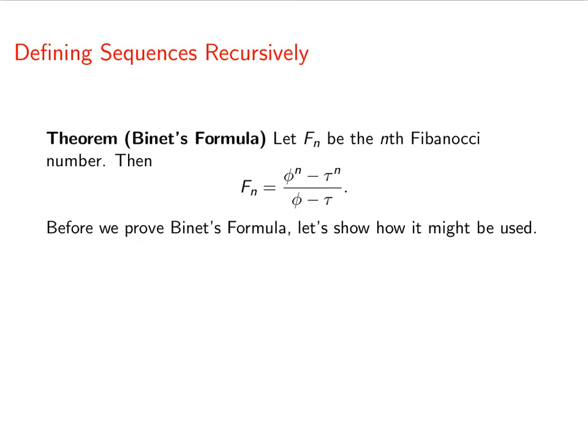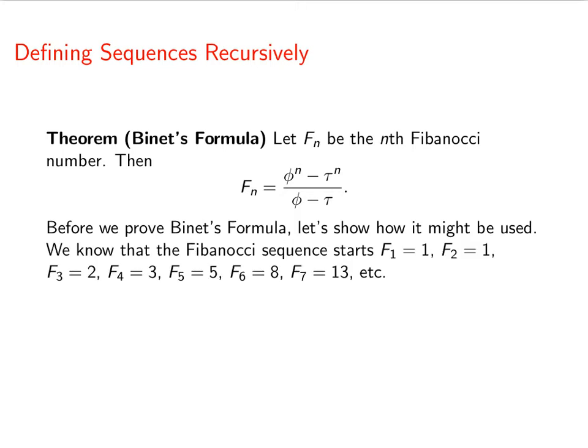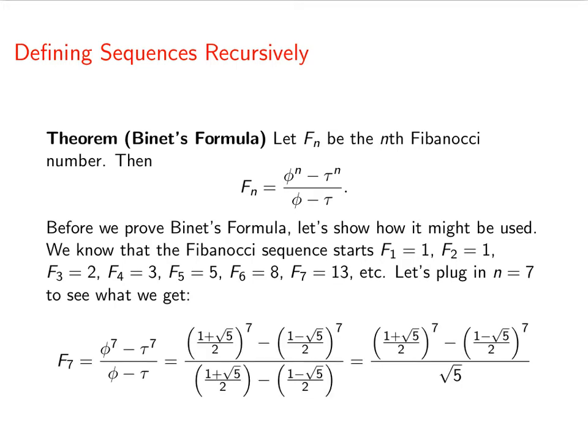Now before we go and prove Binet's formula, let me just show you how you could use it. All right, we know the Fibonacci number sequence starts f sub 1 equals 1, f sub 2 equals 1, f sub 3 equals 2, 3, 5, 8, f sub 7 equals 13. Now let's plug in n equals 7 into Binet's formula, see what we get. So f sub 7 is phi to the 7 minus tau to the 7 all over phi minus tau. We'll plug in phi and tau into this.